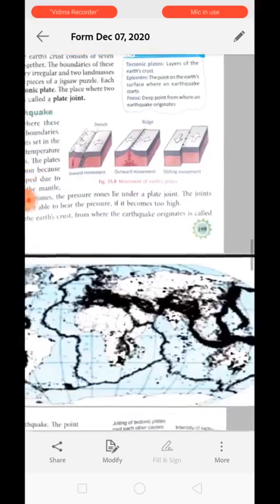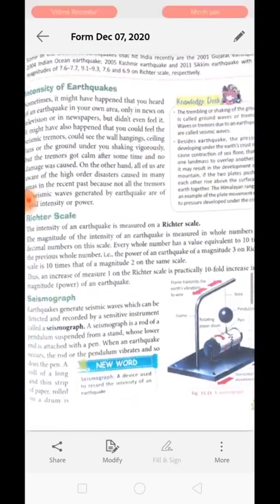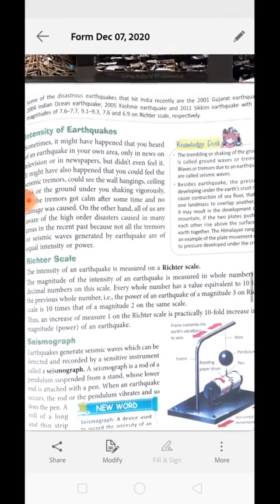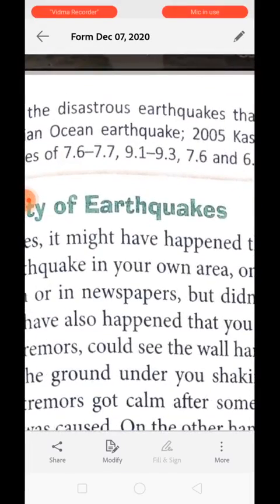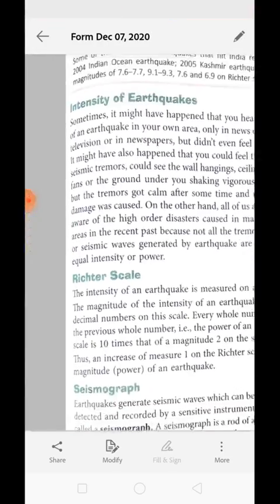Clear? Now, the Richter scale. The intensity of an earthquake is measured by the Richter scale. The magnitude of the intensity of an earthquake is measured in a whole number and a decimal number on this scale. The whole number and decimal number, both of them are taken to indicate the seismic wave or intensity of the earthquake. You can see over here we have shown different data about seismic waves.